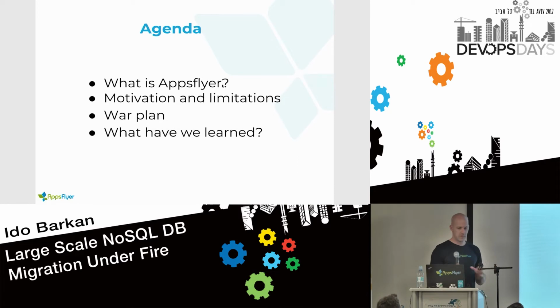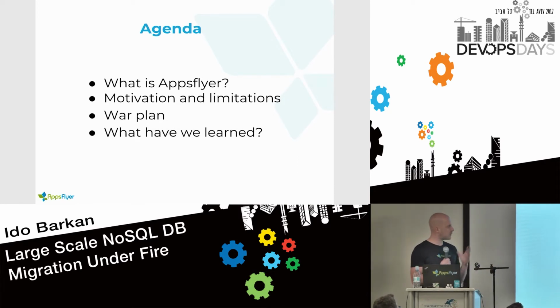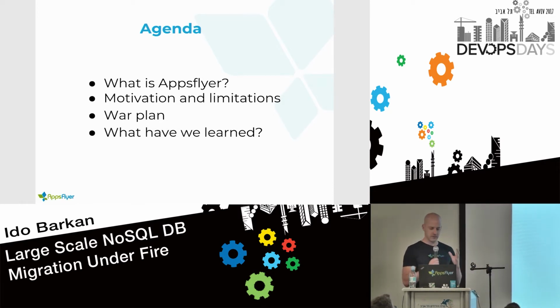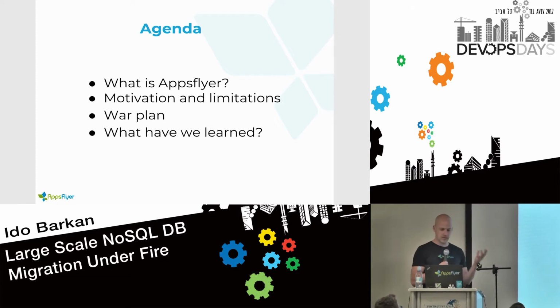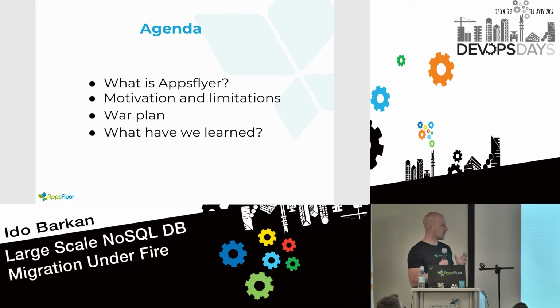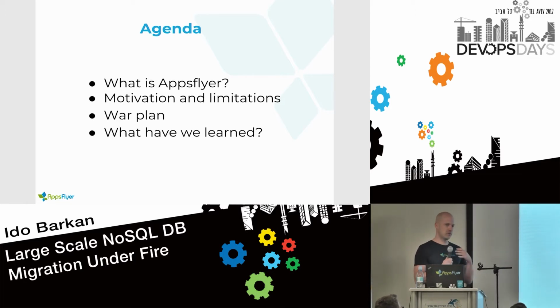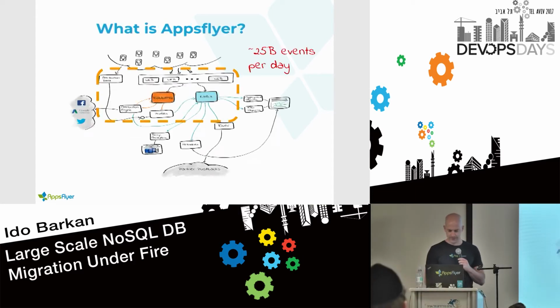I'll start by talking a little bit about AppsFlyer. I'll present you the context so you'll know what we do and how we use databases. And then I'll talk a little bit about the condition we had, the motivation we had to move technologies, and what the limitations were. Then I'll explain what we've done and why, what worked for us, what didn't work for us, and then a short summary with some lessons learned.